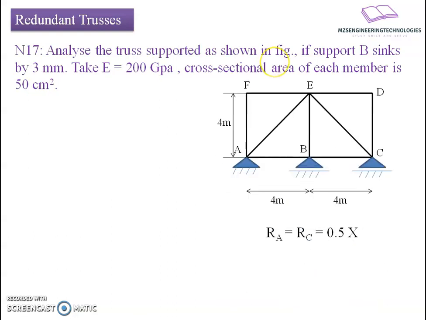The given truss is a two-bay frame having end support A as a hinge support, at B a roller support, and at C a roller support. The frame has a bay width of about 4 meters. Both the bays have the same width, and the height of the bay is also about 4 meters. It is supposed that support B sinks by 3 mm, and we want to find the effect of this sinking on the other member forces.